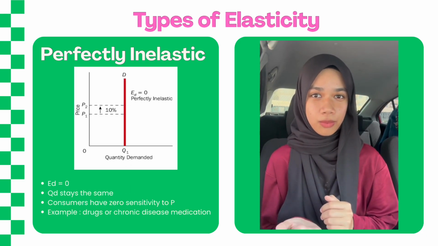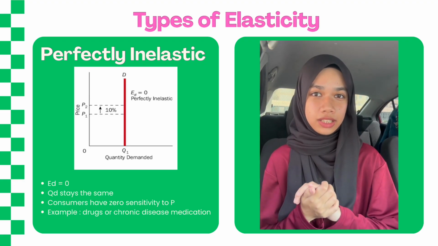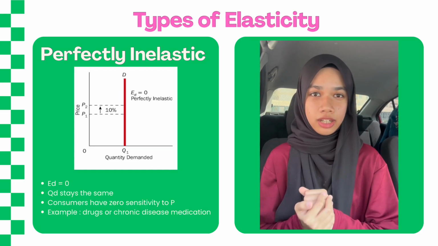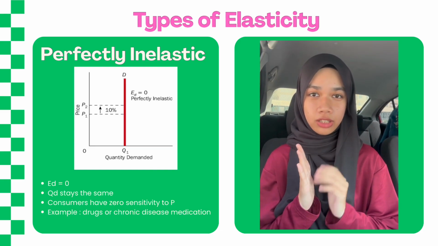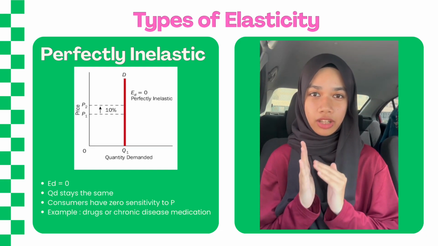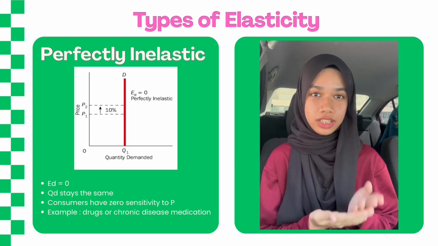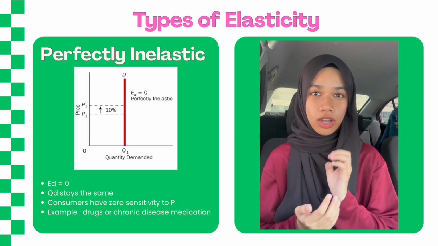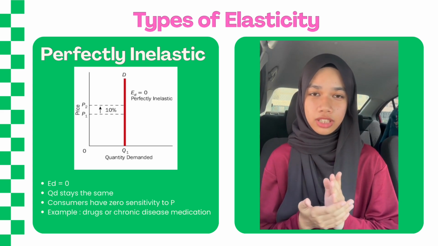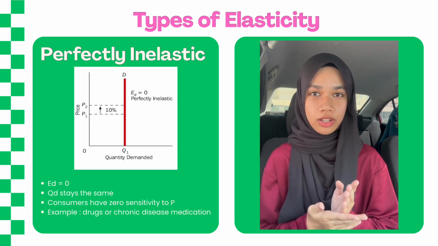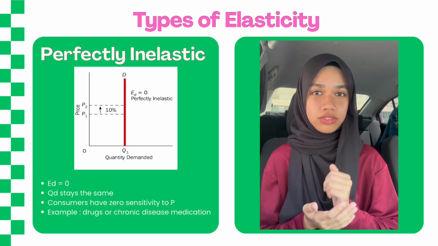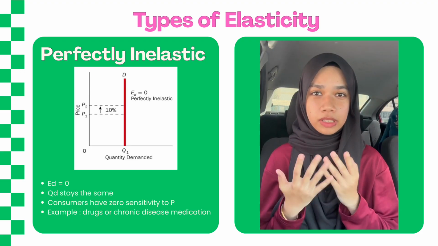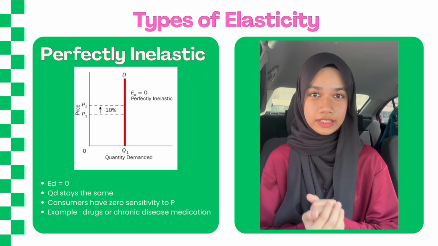On the other side, we have perfectly inelastic demand. Based on the graph above, the demand curve is vertical, meaning the quantity demanded does not change at all no matter how much the price changes. It means that elasticity is equal to zero. Consumers have no sensitivity to the price change at all. For example, essential drugs or medication for chronic disease, where people must buy regardless of the price.